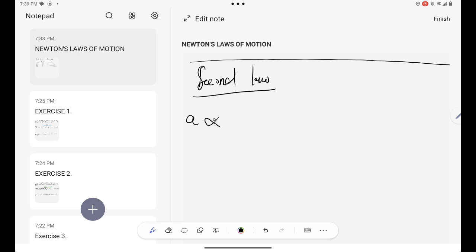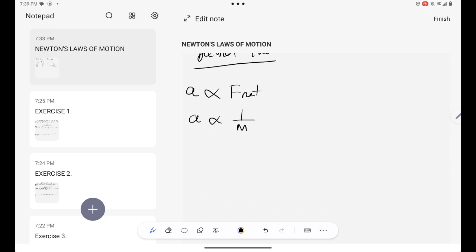So acceleration and F net are directly proportional, and acceleration and mass are inversely proportional. From these two relationships, a formula was constructed. It says F net is equal to ma: the net resultant force acting on the object is equal to the product of the object's mass and its acceleration.